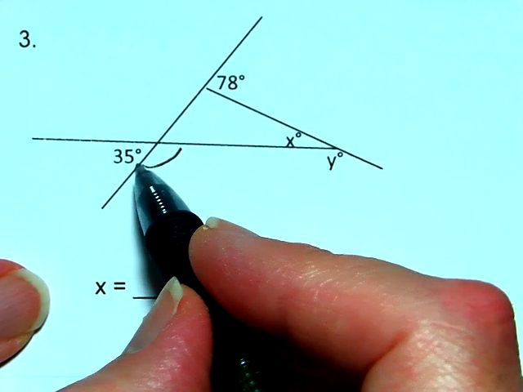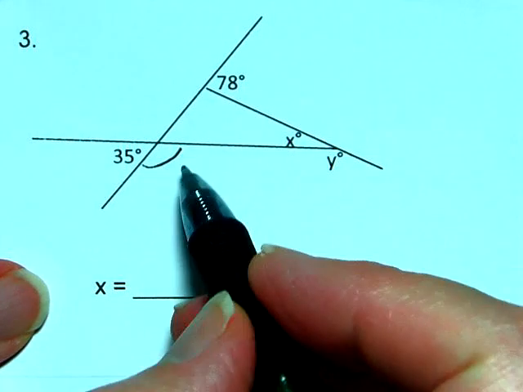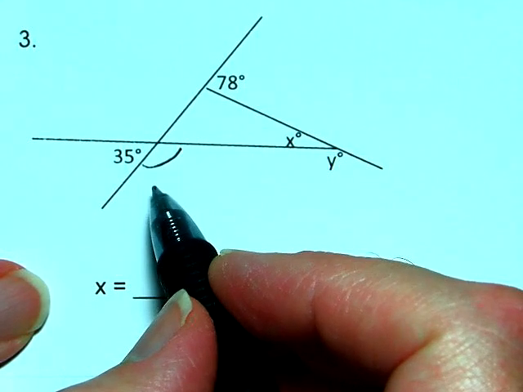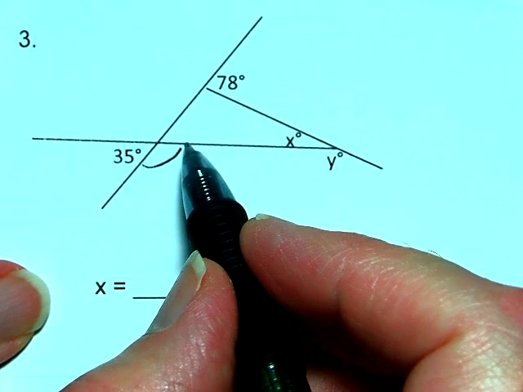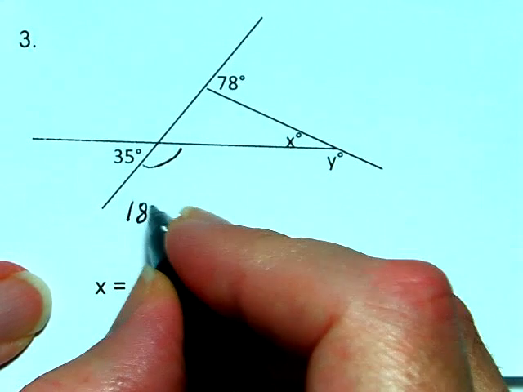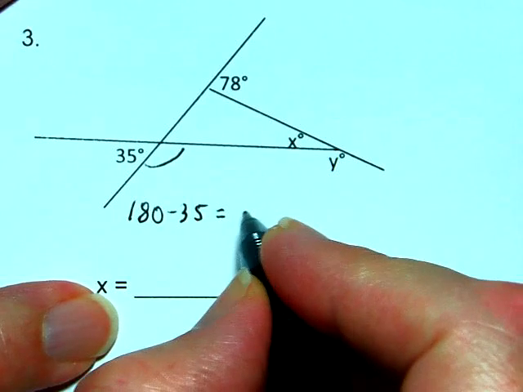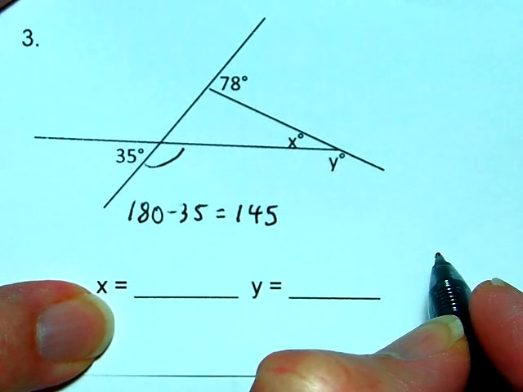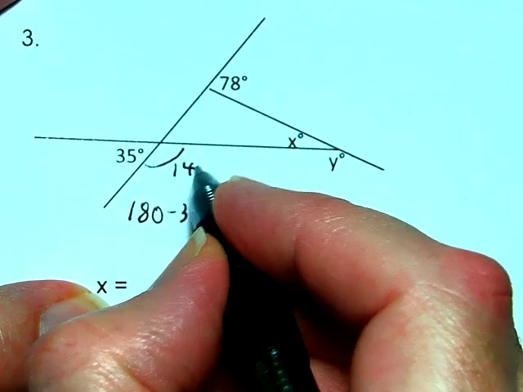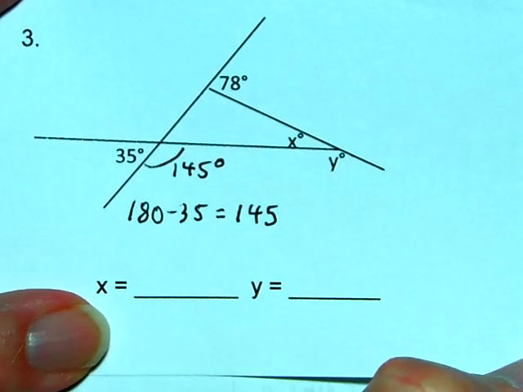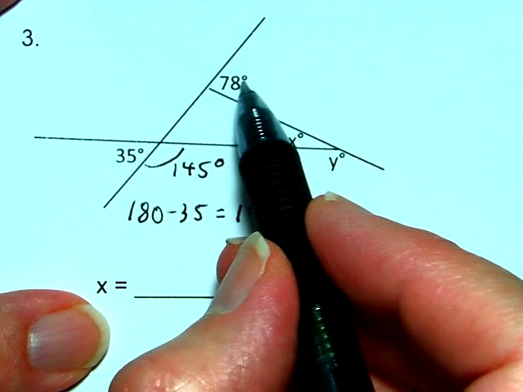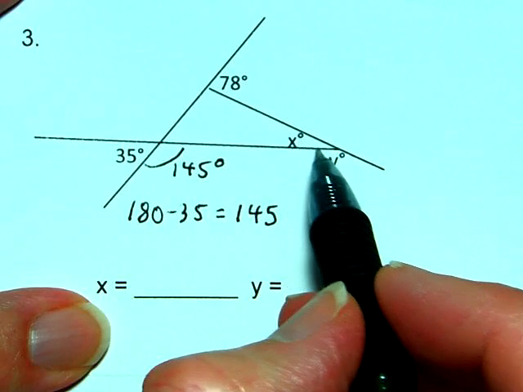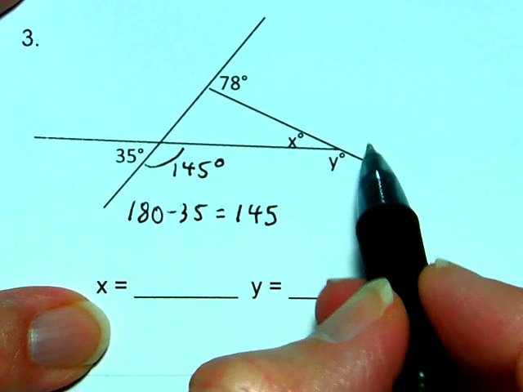Well, we pointed out that this was an exterior angle over here, and this and 35 are a linear pair. So we can easily figure out the degree measure of this exterior angle. It would be 180 minus 35 degrees, which gives us 145. So this exterior angle is 145 degrees. Now we have the measures of two exterior angles, 78 and 145, and which of x or y is the third exterior angle? It's y.